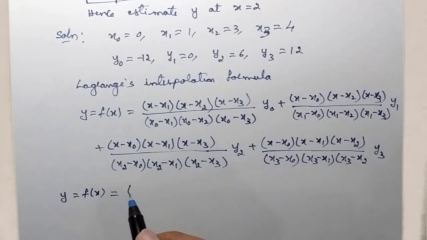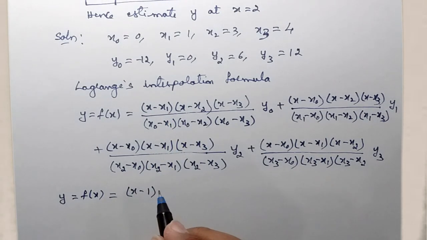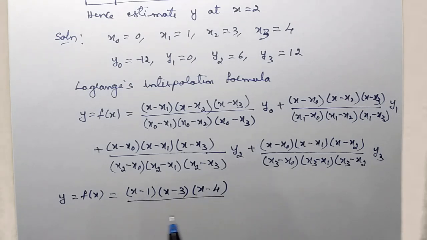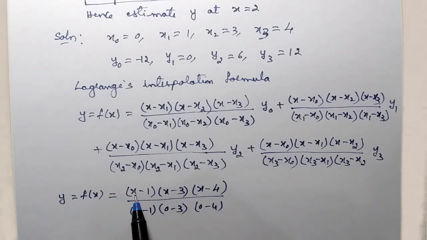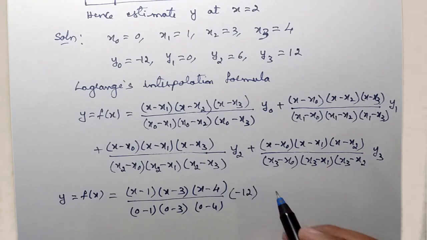So now we will plug in the values of x and y. Here x will remain as it is because we need to find the polynomial. So x minus x1 is x minus 1, x minus x2 is x minus 3, x minus x3 is x minus 4, whole divided by x0 minus x1, where x0 is 0, so it is minus 1, 0 minus 3, 0 minus 4. Just in place of x, you replace x0; the other values remain the same. Into y0, which is minus 12.